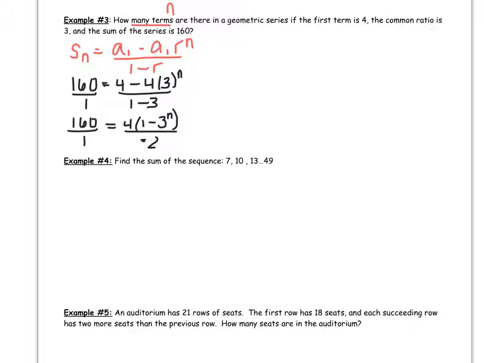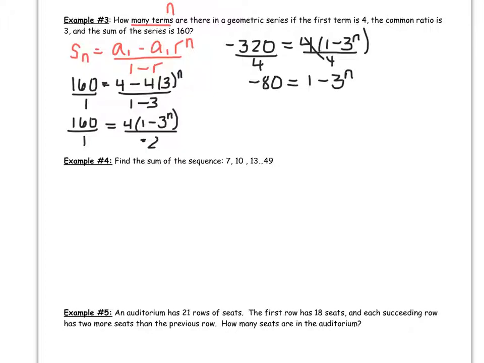So now we're going to cross multiply. We're going to take negative 2 and multiply it by 160. And that gives us negative 320 equals 4 parentheses 1 minus 3 to the n. Now we can divide by 4, and that gives us negative 80 equals 1 minus 3 to the n.